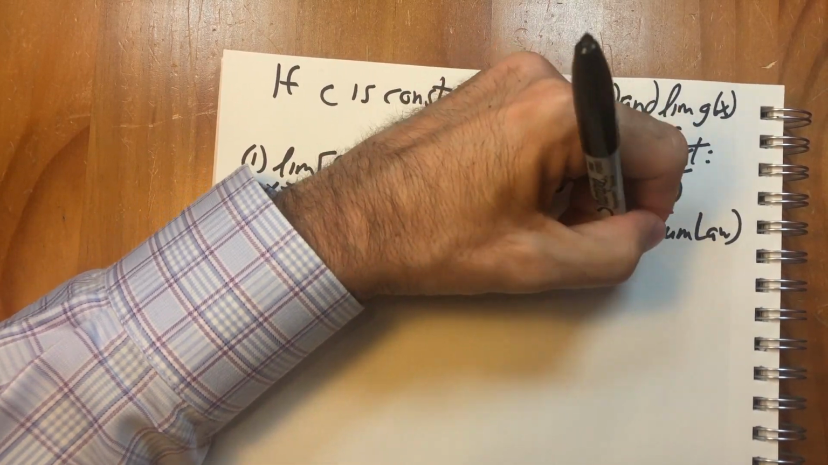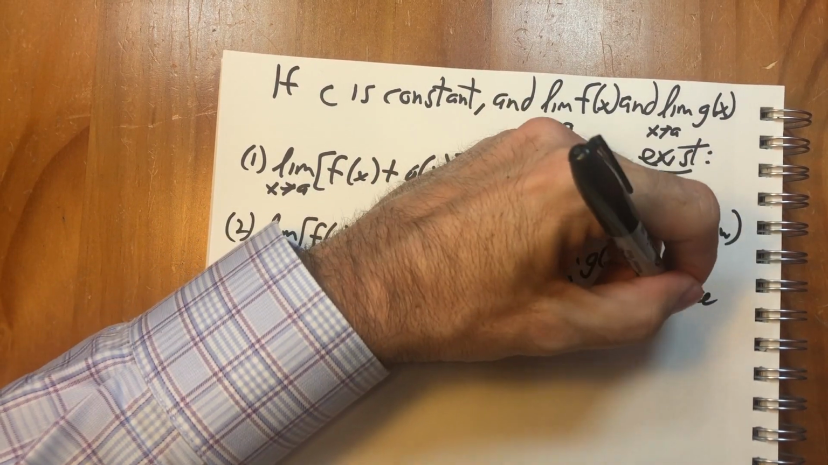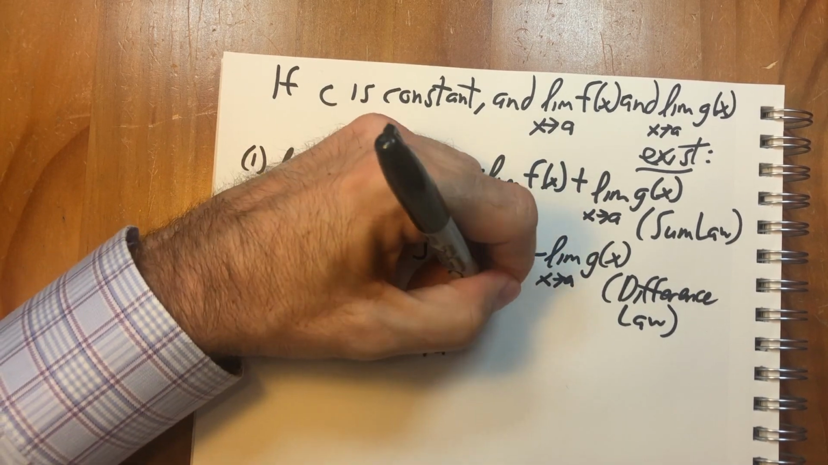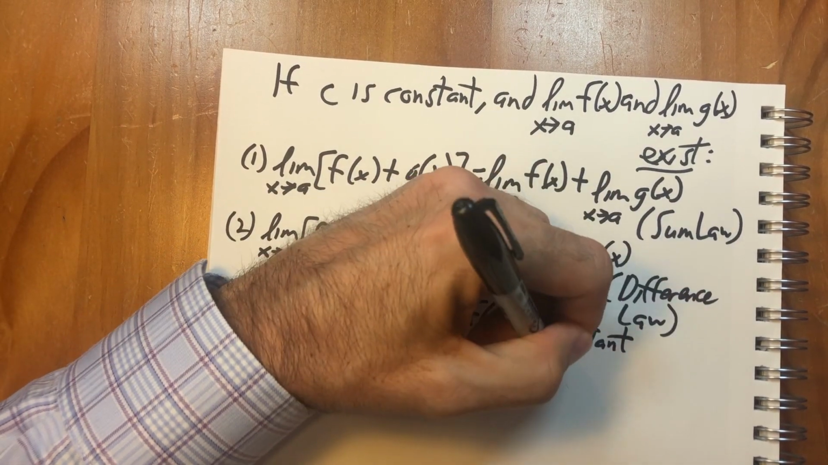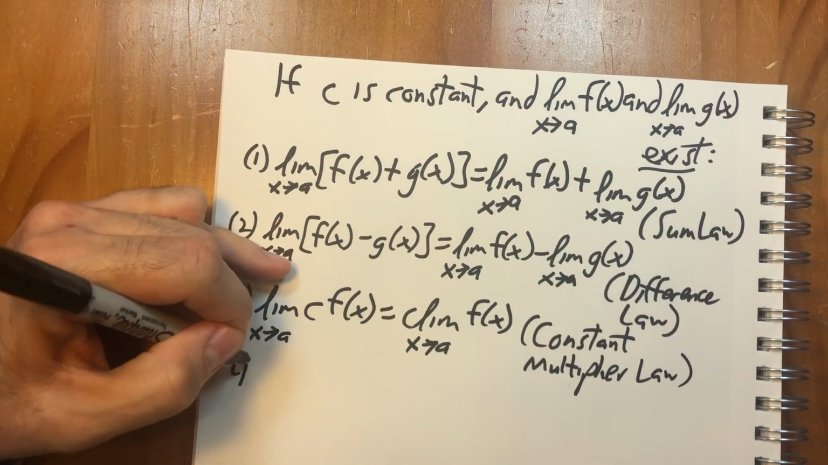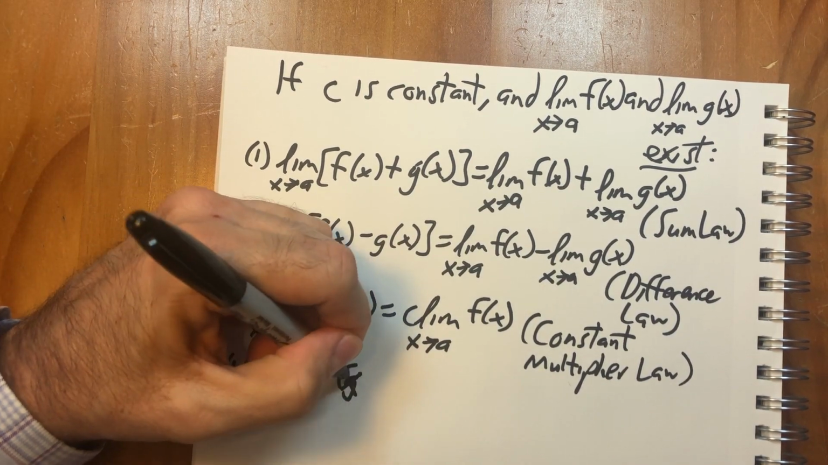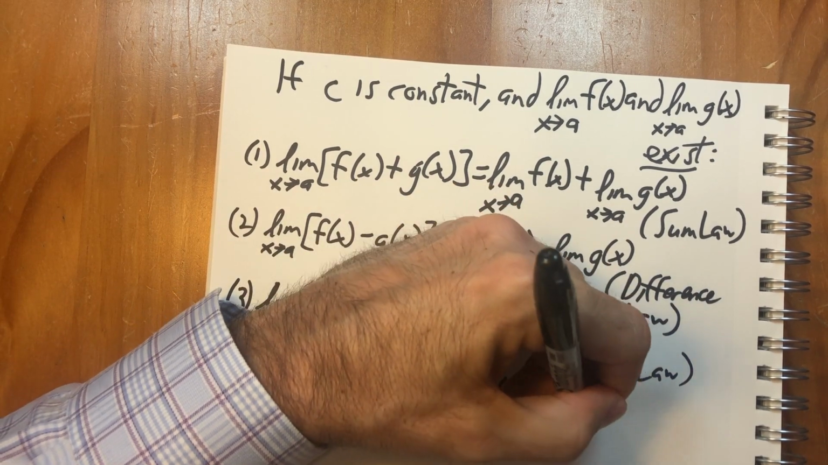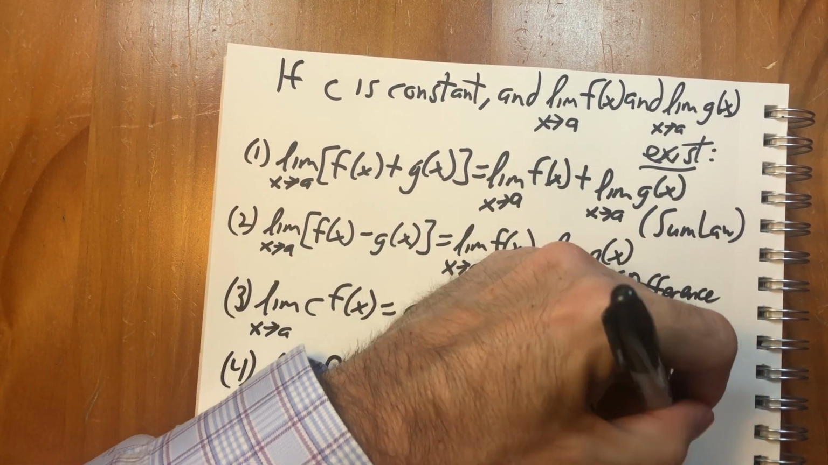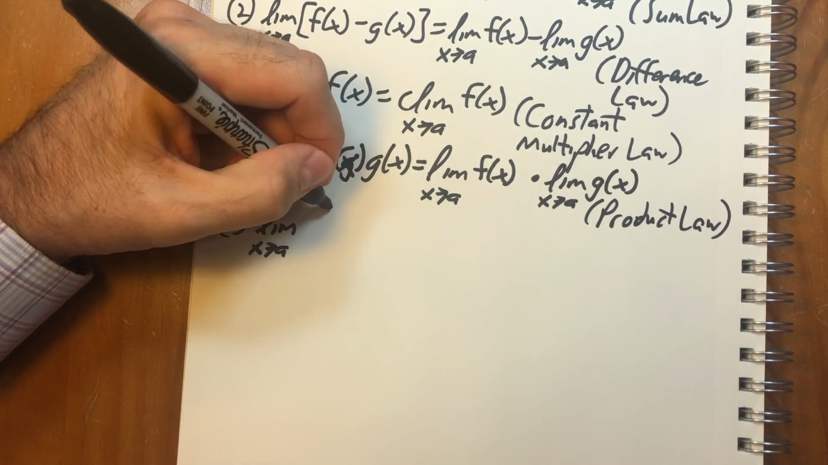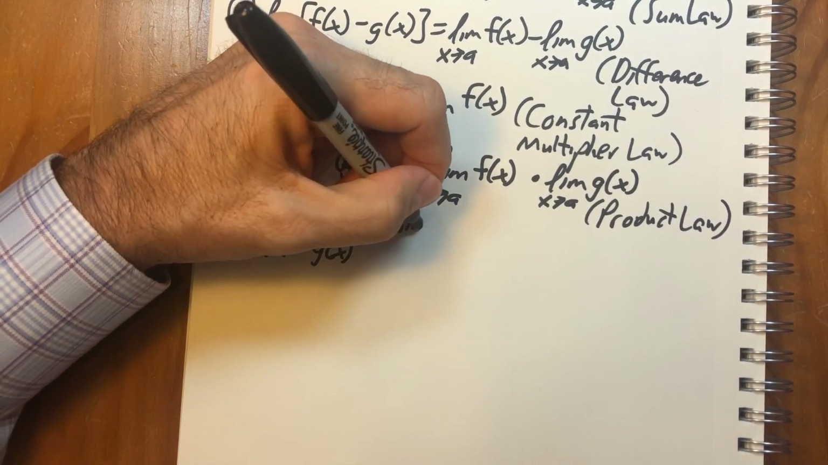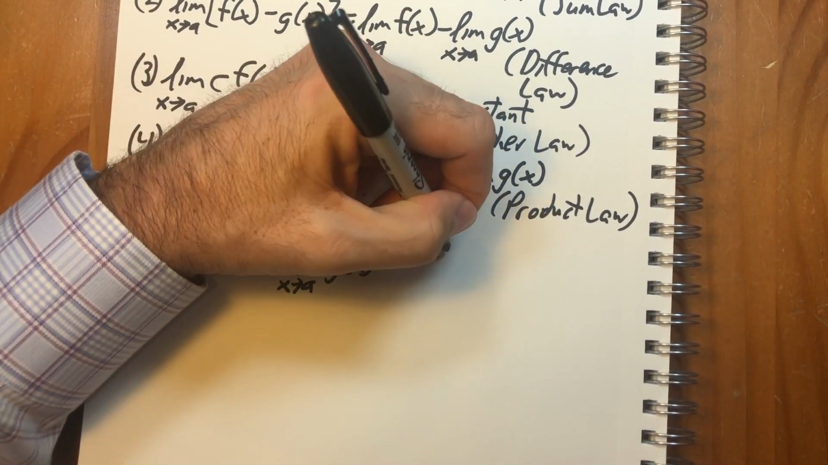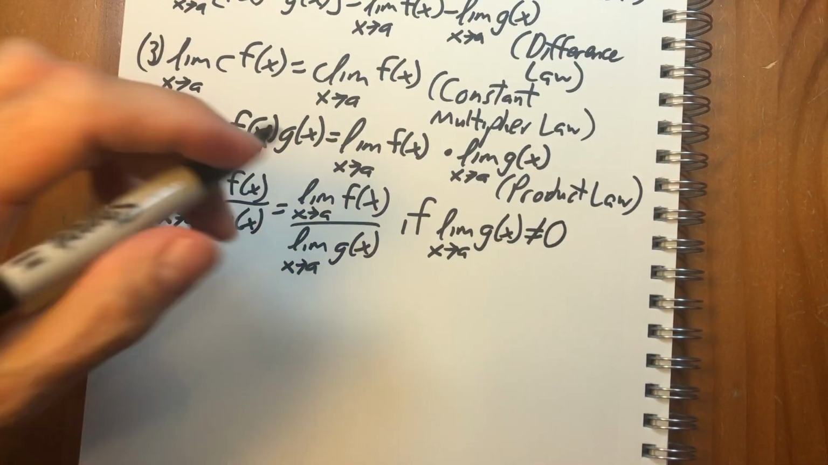That's the sum law. The difference law: the limit of f of x minus g of x equals the limit of f of x minus the limit of g of x. The constant multiplier law is that the limit of a constant times f of x equals the constant times the limit of f of x. The product law is that the limit of f times g equals the limit of f times the limit of g, and the limit of f over g equals the limit of f over the limit of g, if the limit of g as x approaches a does not equal 0.